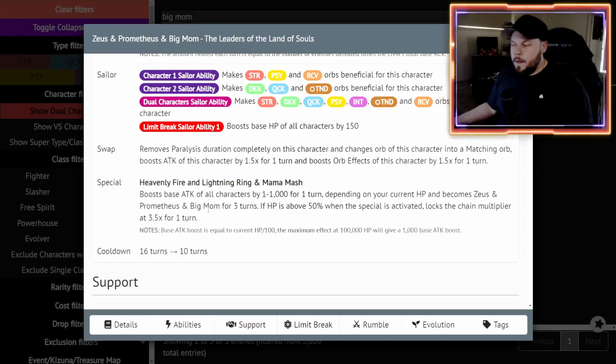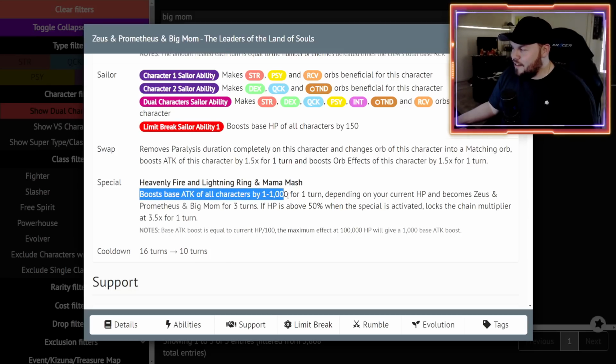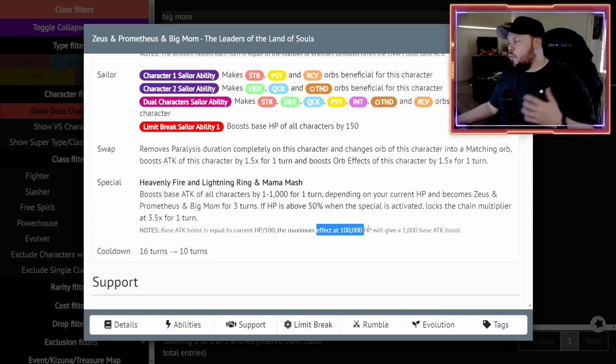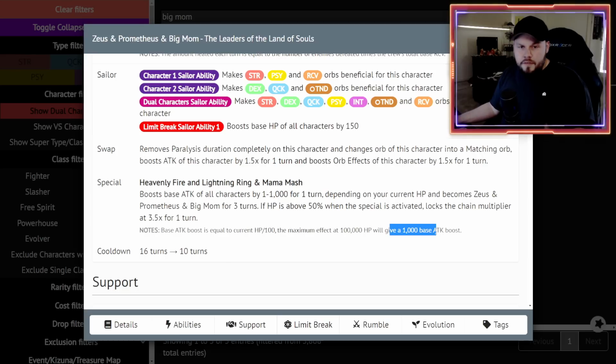So we're going to have a look at the special next, and this is one part of this kit in general that really needs a big change because it's not as good as it is now. But when you have a look at this special, boosting base attack of all characters ranging from 1 to 1000 for one turn depending on your current HP. So basically you had to be at 100,000 HP in your crew to receive the 1000 base attack boost, and it was a scaling factor. So if you're at 50,000 HP, you only get 500 base attack.